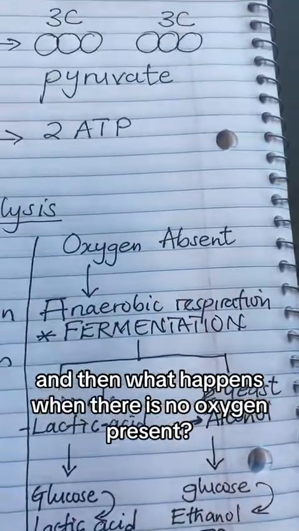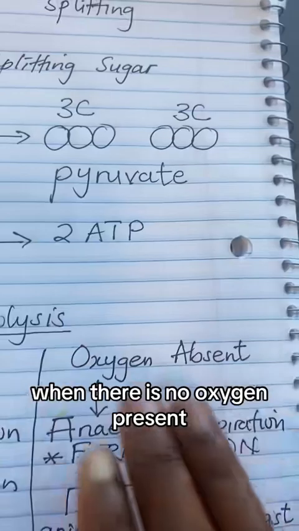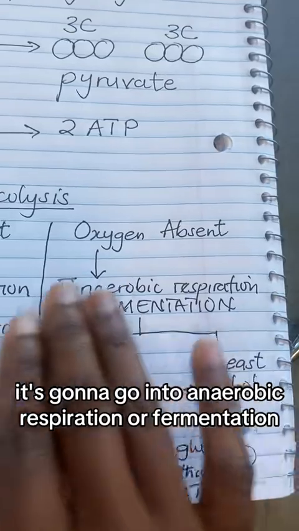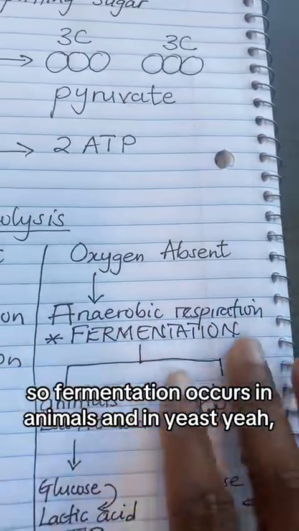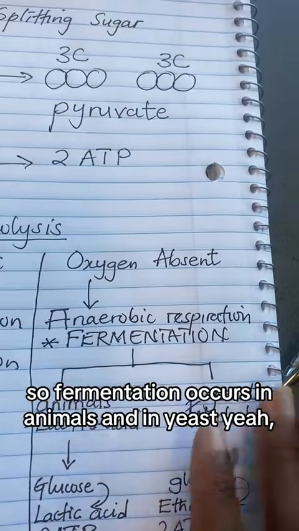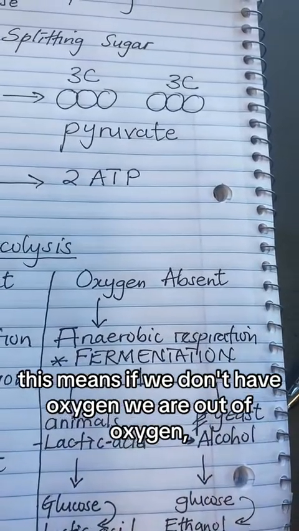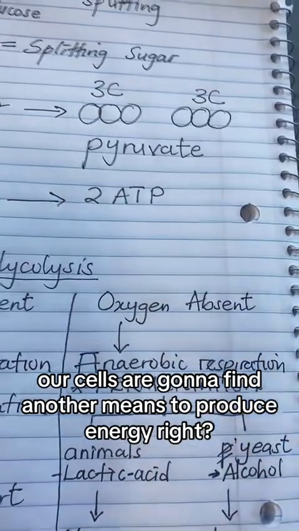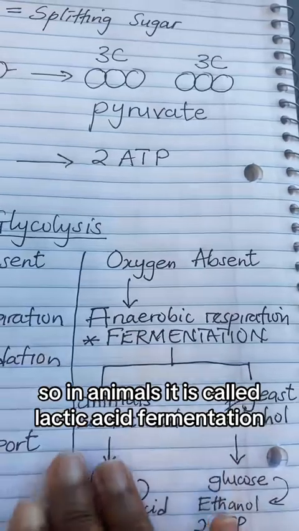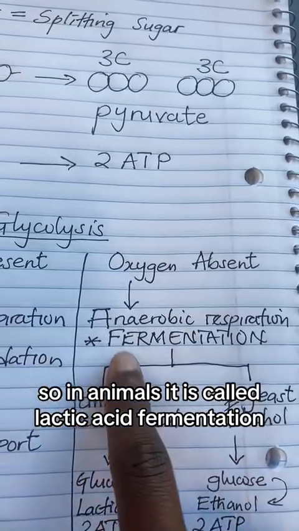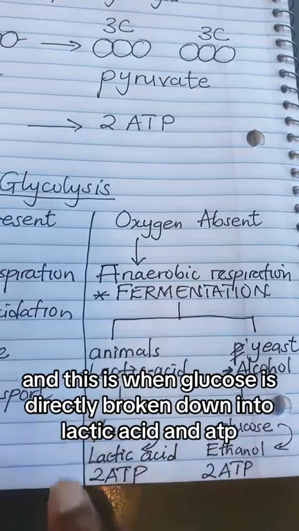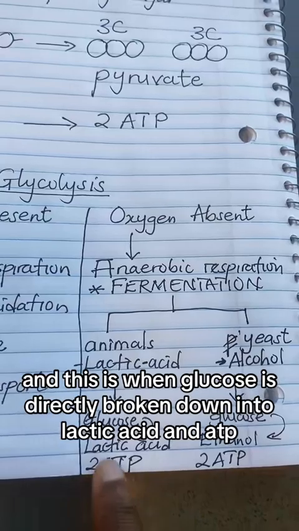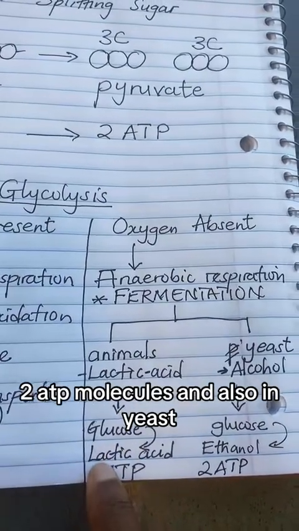And then what happens when there is no oxygen present? When there is no oxygen present, it's going to go into anaerobic respiration or fermentation. Fermentation occurs in animals and in yeast. This means if we are out of oxygen, our cells are going to find another means to produce energy, right? So in animals, it is called lactic acid fermentation, and this is when glucose is directly broken down into lactic acid and 2 ATP molecules.